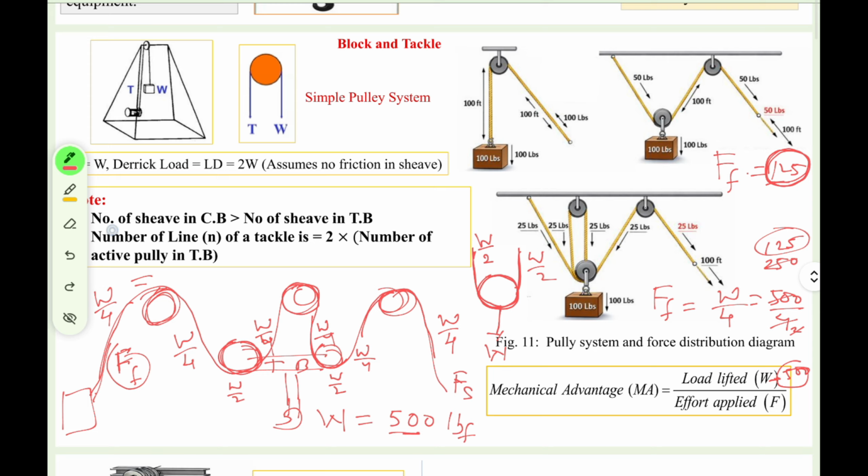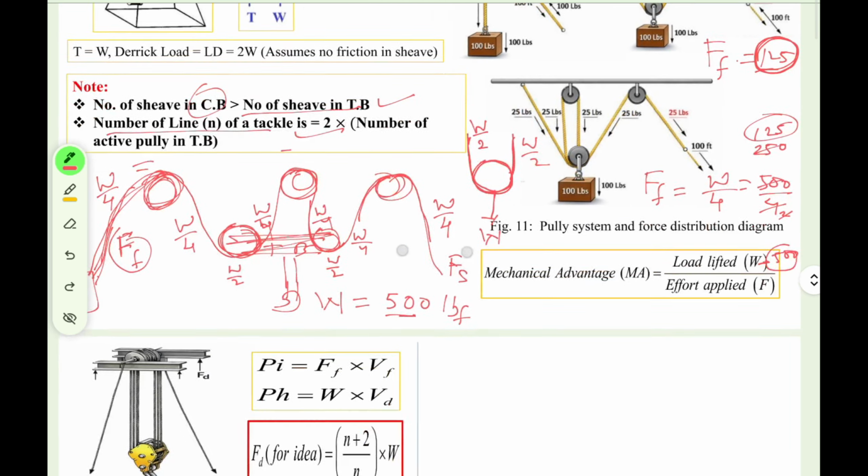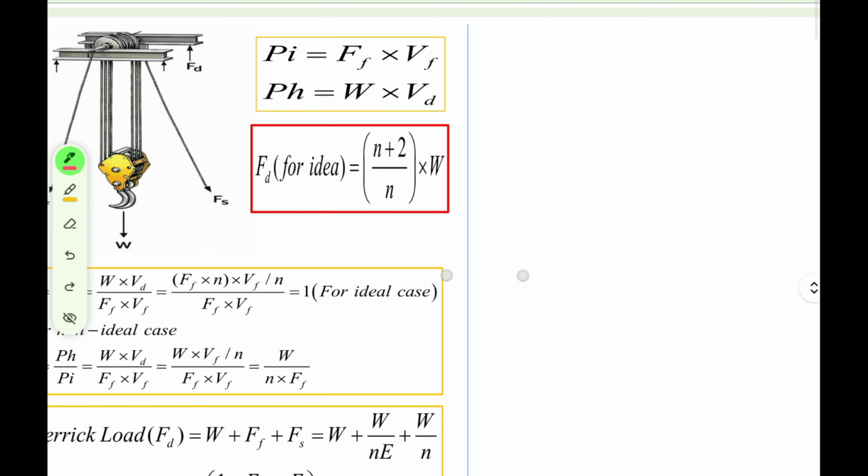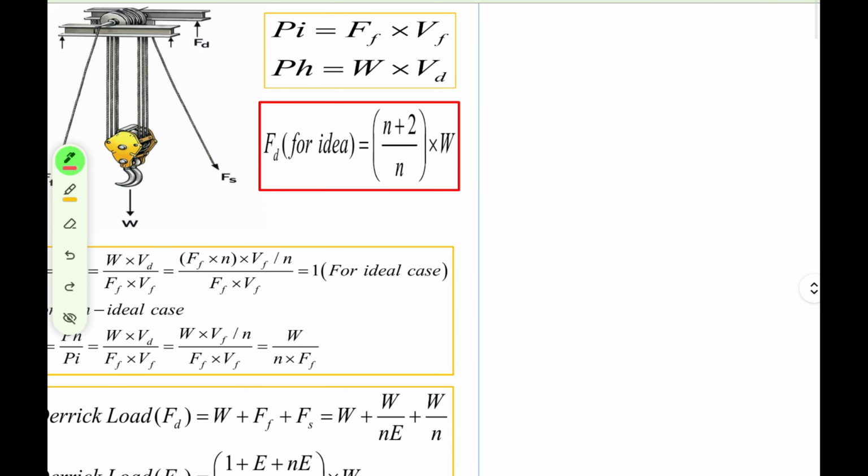As I told you, the number of sheaves in the crown block is more than the number of sheaves in the traveling block. The reason is that one of the sheaves takes the fast line load. That's why the crown block has more sheaves compared to the traveling block, which is the one that is moving. The number of active lines I will explain, don't worry about it. Let's move further. This is one of the best things you need to understand here.